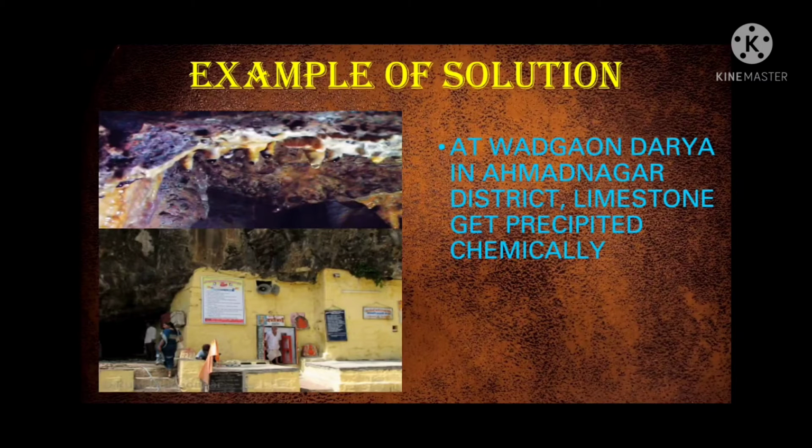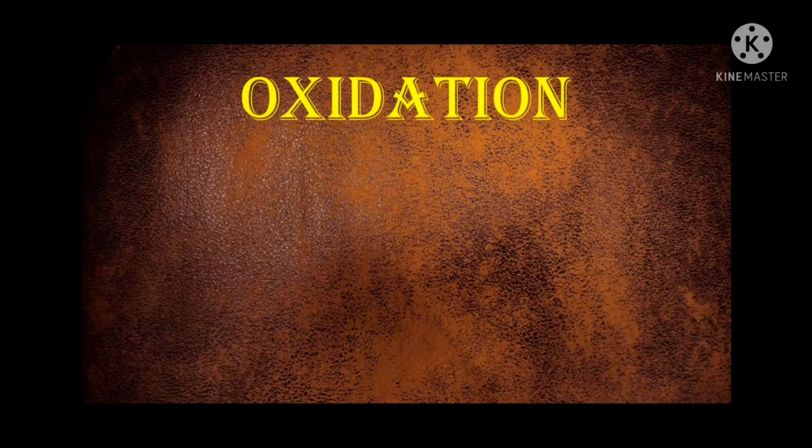Here, the next example of chemical weathering is at Vadgaon Darya in Ahmednagar district. Limestone gets precipitated chemically and undergoes chemical weathering. Again, similarly, because of solution, alkalis in the rocks dissolve and make them brittle. This happens because of chemical weathering. The rock can easily break apart.